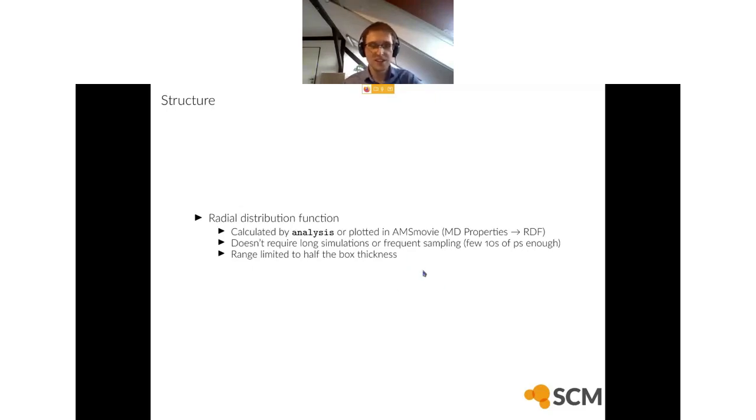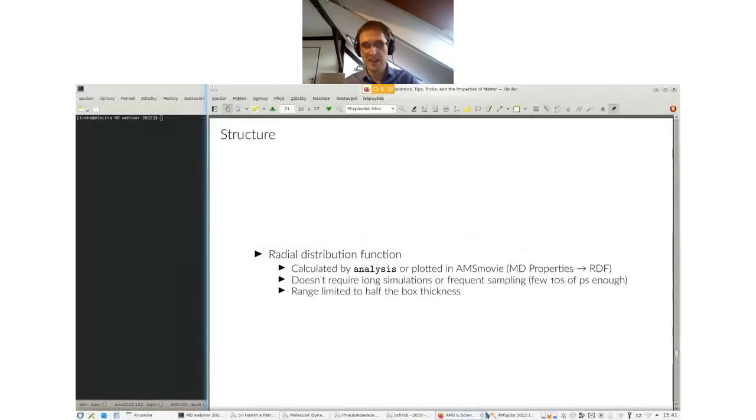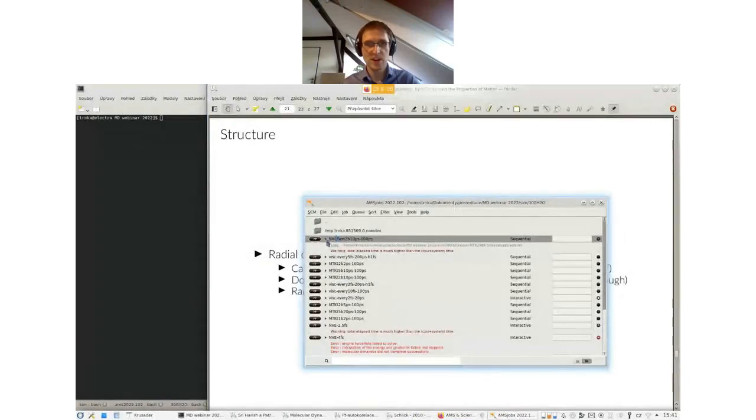One important thing to monitor, especially when you're doing liquids, is the liquid structure. The most typical property you would monitor is the radial distribution function. This is calculated by the analysis tool, or you can have AMS movie plot it for you. It's again in the MD properties menu. The good thing is this does not require long simulations or frequent sampling. A few tens of picoseconds is more than enough to get a reasonable RDF. But the range of the RDF you will see is limited to half the thickness of the box. So always use a decently sized box if you want to see far enough.